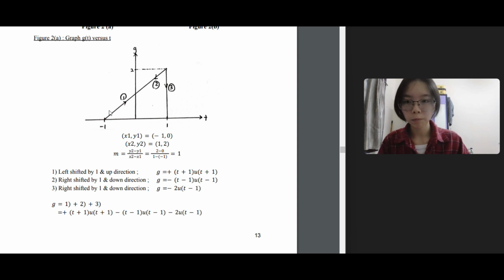So we know from here that part 1 and part 2 are ramp functions, and part 3 is a unit step function. For the first part, we need to find the gradient of this line. And secondly, we need to find the amplitude of part 3.